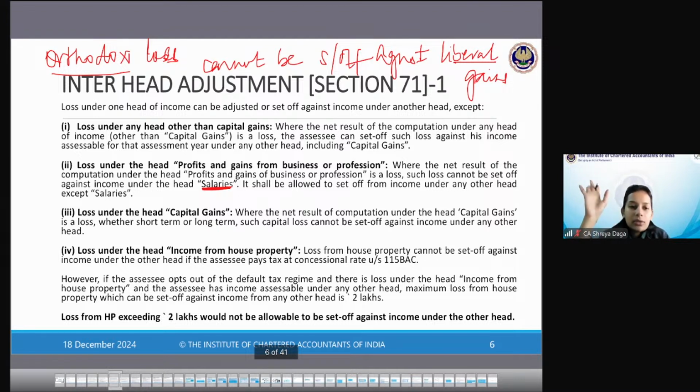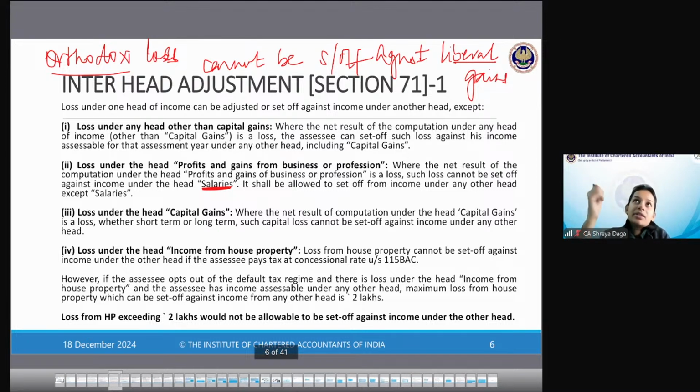So lawmakers said, no, wait, salary income, so you need to pay tax. Then you do business loss. Business loss you can set off against any other head, but not being salaries. When I say business loss, I also talk about unabsorbed depreciation under section 32(2). You can set it off against any other head, but not being salaries. Salary is not allowed. You cannot reduce salaries.